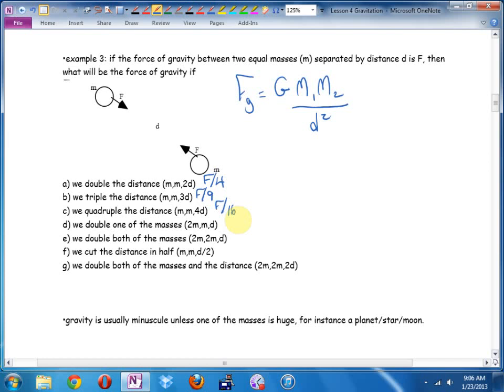What if we double one of the masses? That would put a 2 right there. How will that change things? I think it'll make everything just twice as big, yes? 2F. What if we double both masses? Yep.